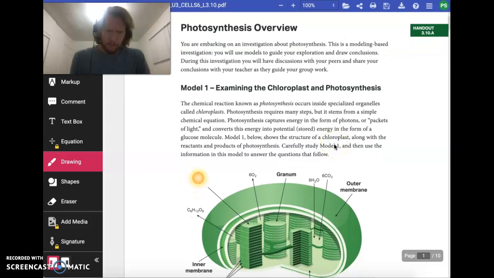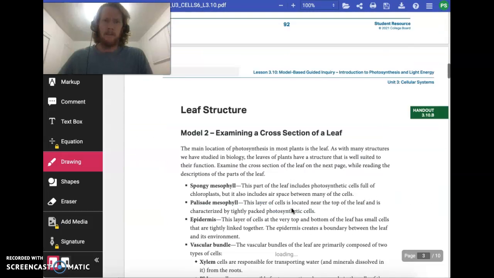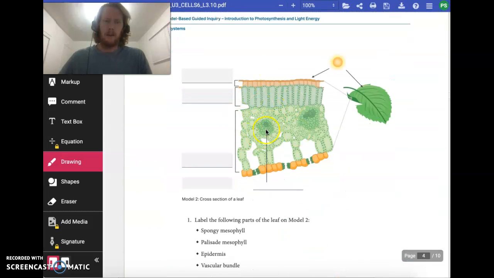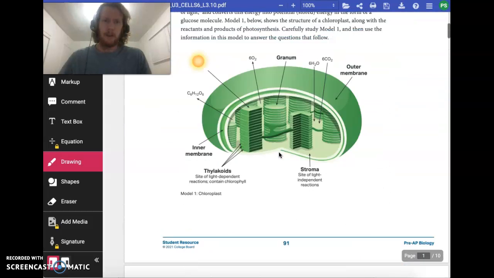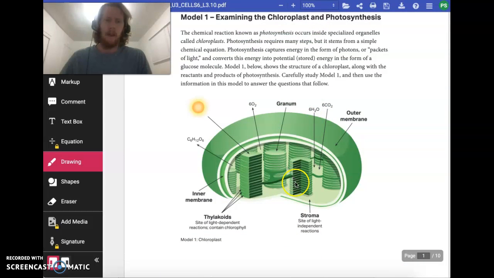For this one, we're going to be looking at two different models. The first one's of this chloroplast here. The second one's going to be of a leaf structure. And then you're going to be answering some questions based off of each of those models.